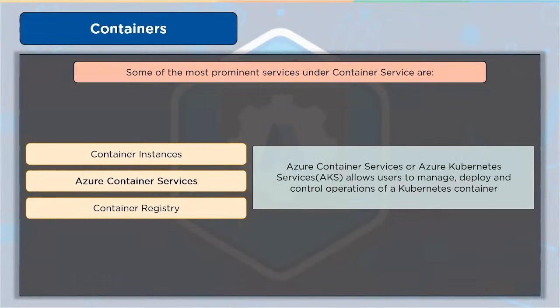Moving on to the next one are Azure Container Services. Azure Container Services or Azure Kubernetes Services allows users to manage, deploy, and control operations of a Kubernetes container. Orchestration is a term used to describe the process of automating, managing, and interacting with a large number of containers. Azure Kubernetes Service is a comprehensive container orchestration service for distributed architectures and high volumes of containers.